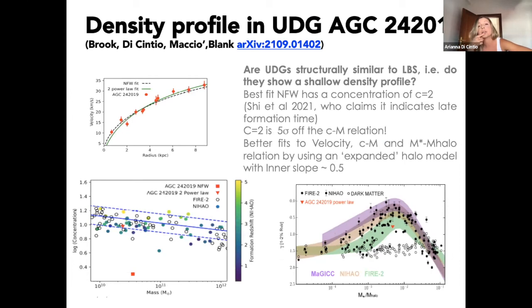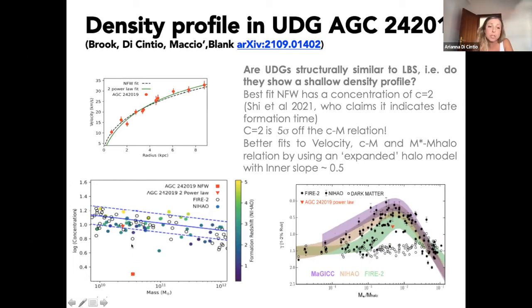So we took one of the few, possibly the only, reported rotation curves of a UDG, AGC 242019, and we fit this galaxy with an NFW and with a cored model. You can see directly here that, as regards the fit, both models give a reasonable fit. But when we fit with an NFW, the returned concentration parameter is extremely small, about 2, which is 5 sigma off the concentration-mass relation. I'm showing here the concentration-mass relation.